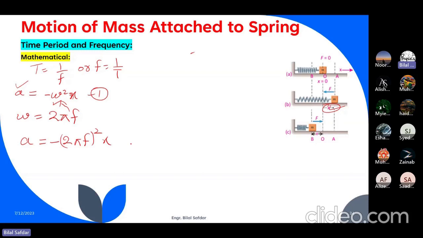Any confusion? No, sir. Okay, as we already said that f is equal to 1 over T, we have to replace the frequency by 1 by T. There is 1 by T and the square x. Okay, moving forward, this is just the replacement of frequency. Now we can put a formula.